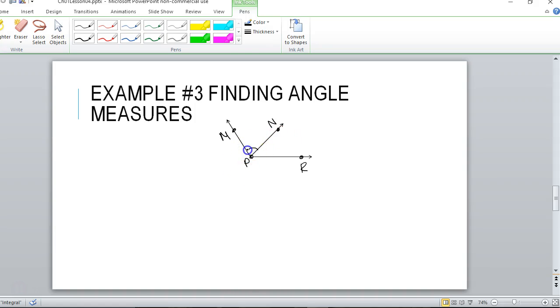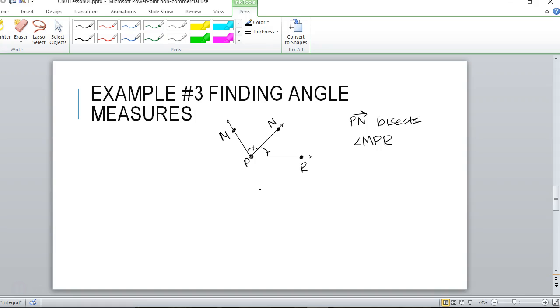All right. If you remember when we talked previously that when I have marks like this, that means that the angles are congruent, or they are equal in measure, right? That makes PN an angle bisector. Ray PN bisects angle MPR into two equal angles. So angle MPN and angle NPR are congruent, or they're equal in measure.